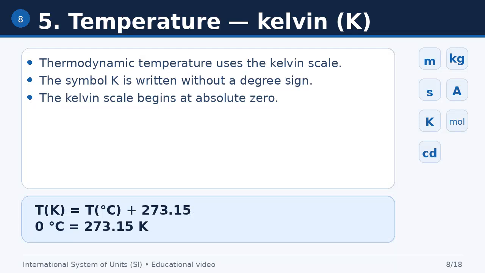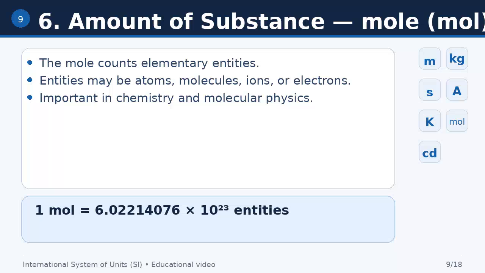A fifth base quantity is thermodynamic temperature. Its SI base unit is the Kelvin, written with the capital symbol K. Unlike degrees Celsius, the Kelvin symbol is written without a degree sign. We write 300 K, not 300 degrees Kelvin. The Kelvin scale begins at absolute 0. The relation with the Celsius scale is T in Kelvin equals T in degrees Celsius plus 273.15.